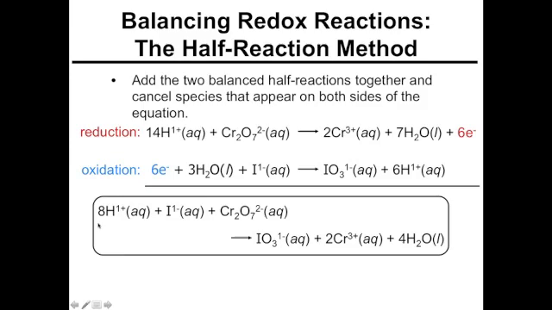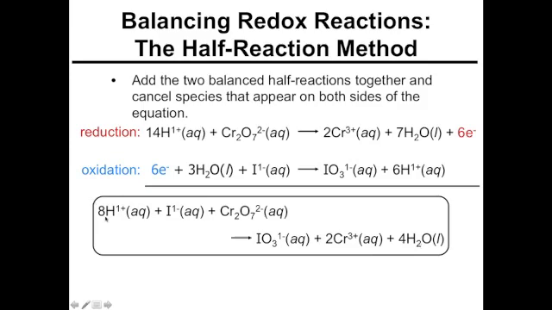The final thing is we want to just check to be sure that this final equation is balanced for both charges and for the masses. So I have 8 H pluses here, or 8 hydrogens. On the product side, I have 4 times 2, which is 8 hydrogens. I have 1 iodine, so that's balanced. I have 2 chromiums, and I have 7 oxygens. Here I have 3 and 4, 7 oxygens. So all of my masses are balanced.